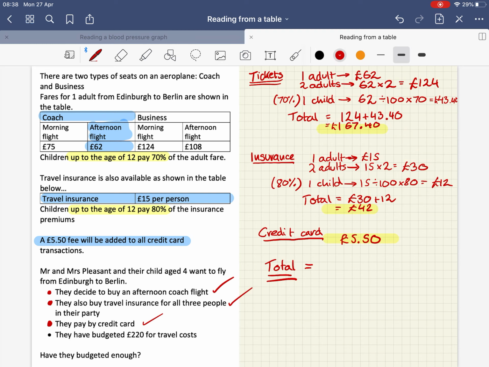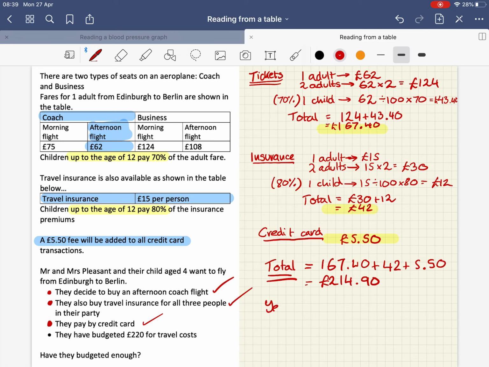So our main total is £167.40 plus 42 plus £5.50, and that's going to give us an answer of £214.90. And then, like our compound interest from before, because we are being asked have they budgeted enough, we do need to elaborate a little bit more.